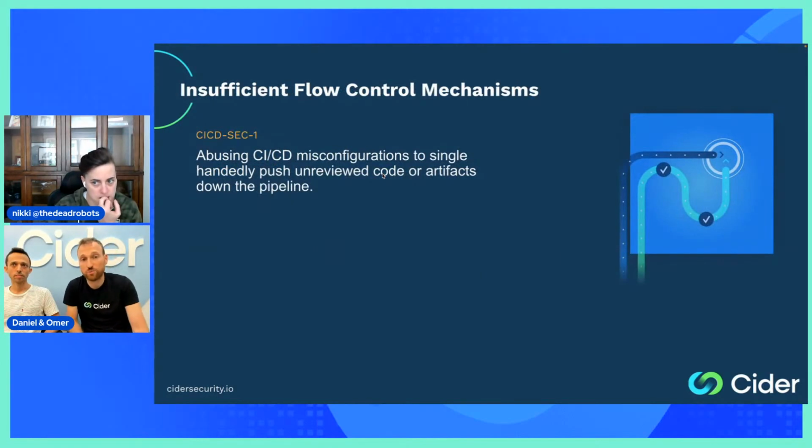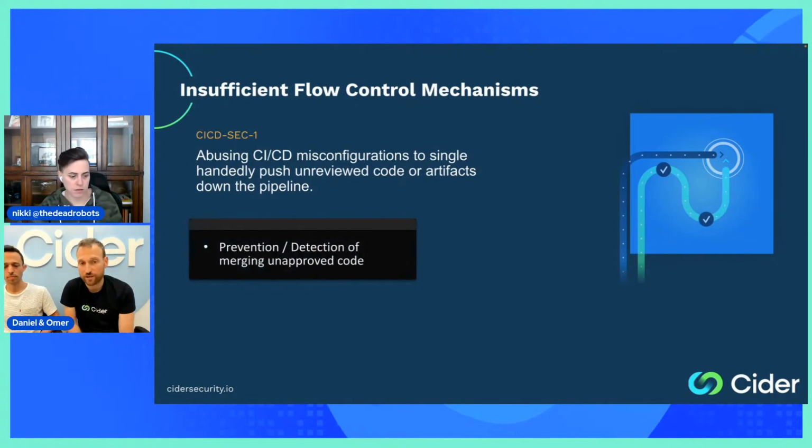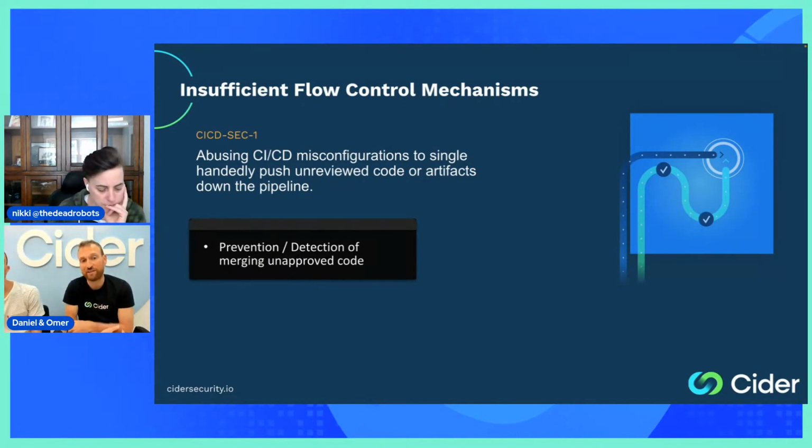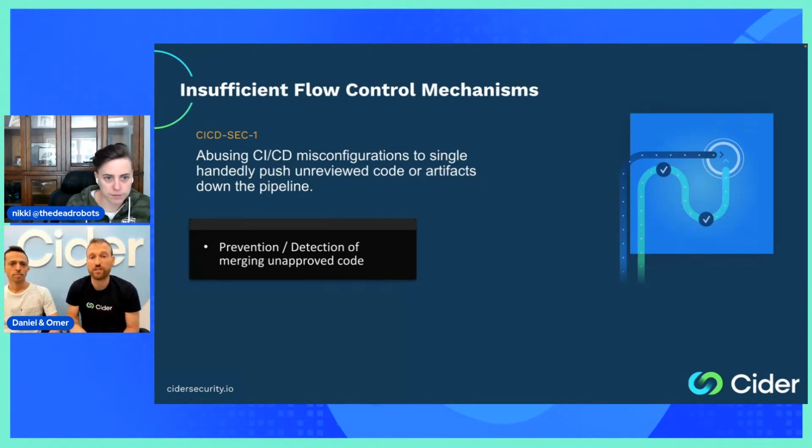The first one is risk number 1 in the top 10 project: insufficient flow control mechanisms. It refers to an attacker's ability to abuse CI/CD misconfigurations to single-handedly push malicious code or artifacts down the pipeline without, of course, a need for additional approval or review. In PHP's case, like we said, PHP didn't have any type of process for preventing direct, unreviewed changes to the PHP source code. And that was what allowed the production version of PHP to be modified.